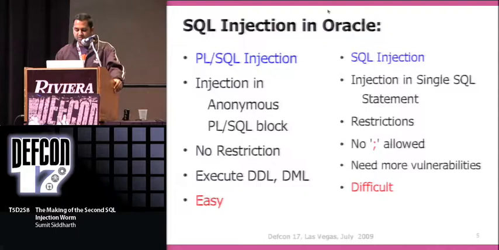Why are they different? That's because if you have the injection in SQL statements, like a select query, then Oracle by design does not support semicolon in single SQL statements. So you cannot end the query and do, like, create function. So it gets a little difficult if you are encountering injections there. But if it's a PL/SQL injection, things are quite straightforward.